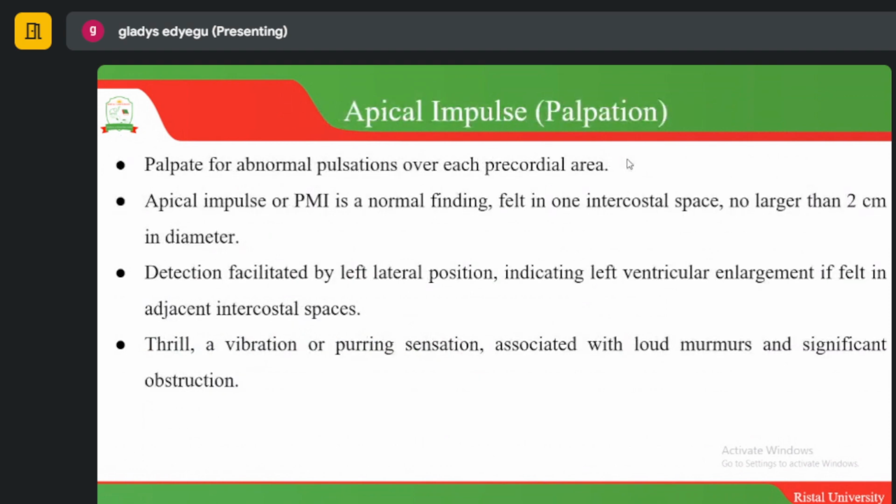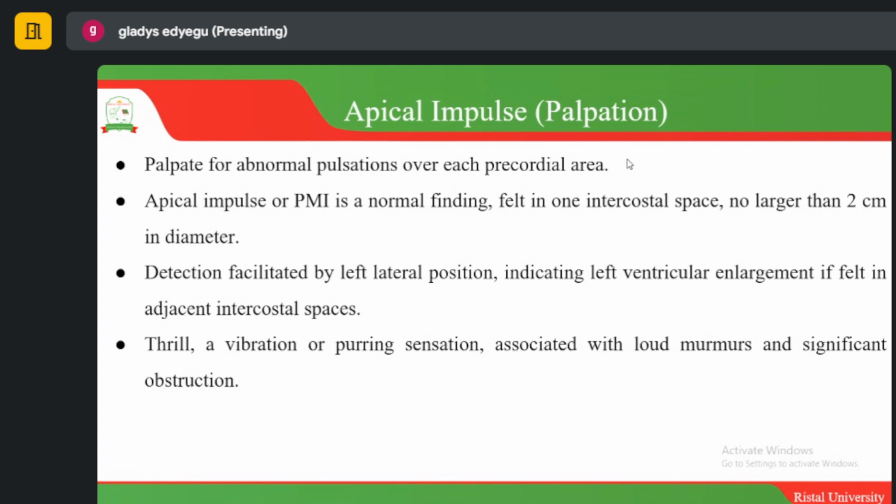Apical impulse or pulsation, that is basically the apex of the heart, whereby you palpate for abnormal pulsations over each pericardial area. When you palpate, you'll be able to identify how the pulse is, whether it is regular or irregular, the duration, and the amount of the pulse, and rate whether it is normal or abnormal. Detection is facilitated by the left lateral position. Make the patient lie on the left lateral position, indicating left ventricular enlargement if felt in the adjacent intercostal spaces.